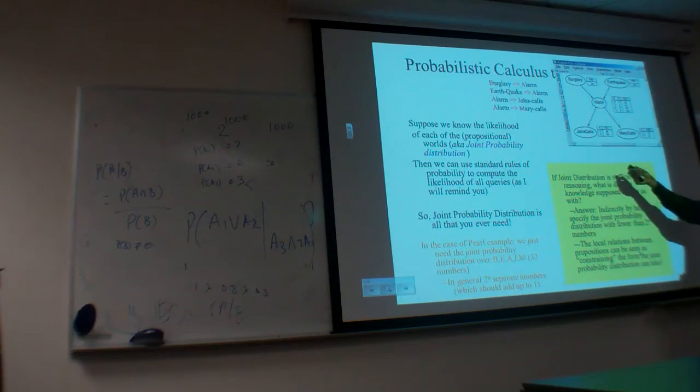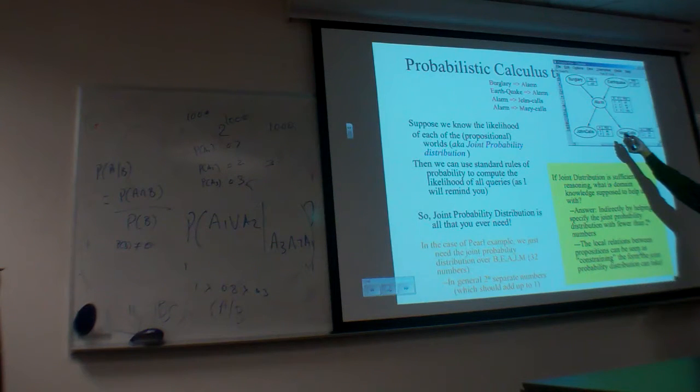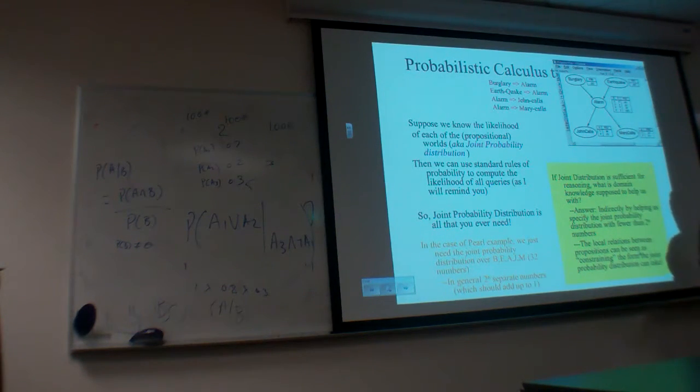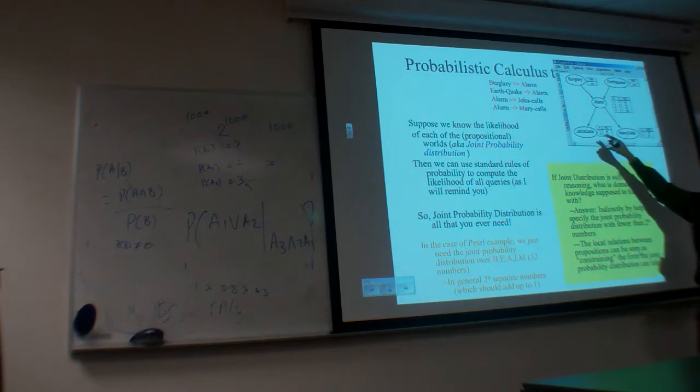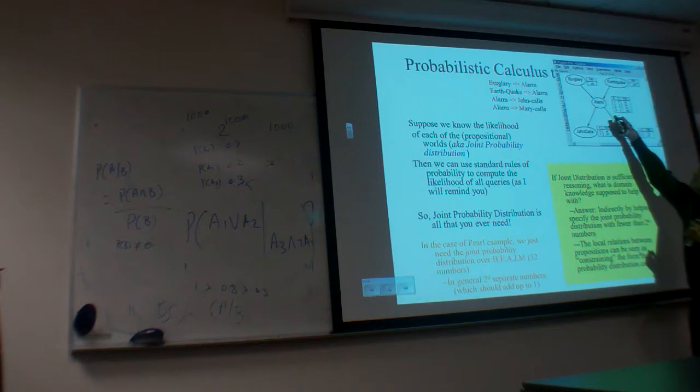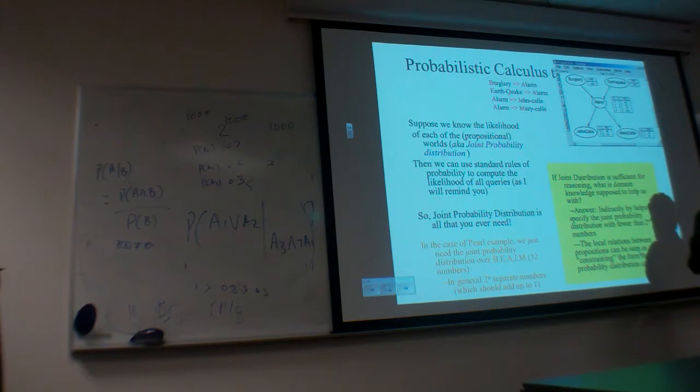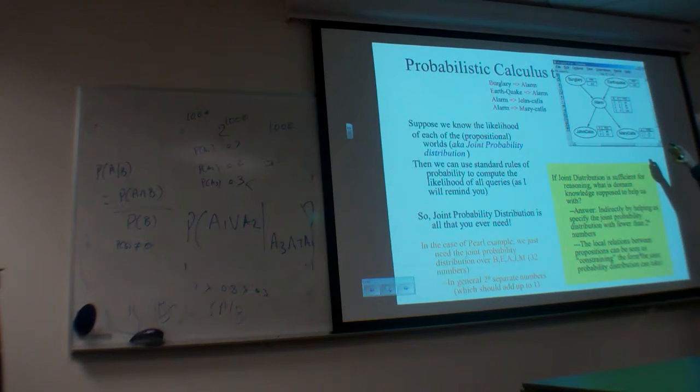And similarly, John Calling depends only on alarm. If I tell you alarm, then I don't need to tell you about earthquake and burglary, because those are parents' parents. So John Calling gets shielded from these guys by alarm. So you would say probability of John Calling given alarm and burglary and earthquake is equal to probability of John Calling given alarm.